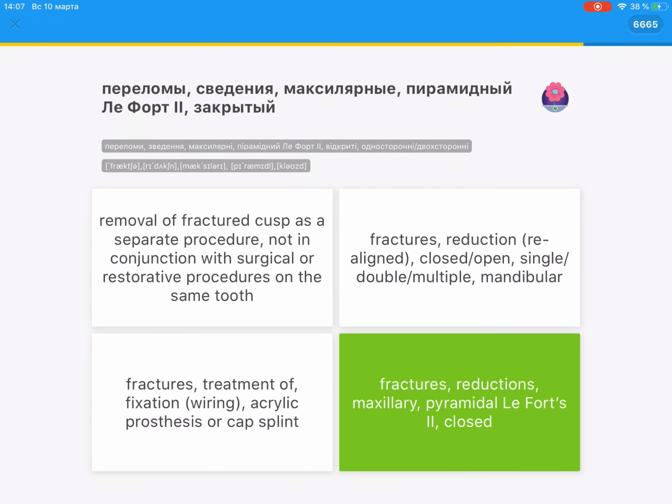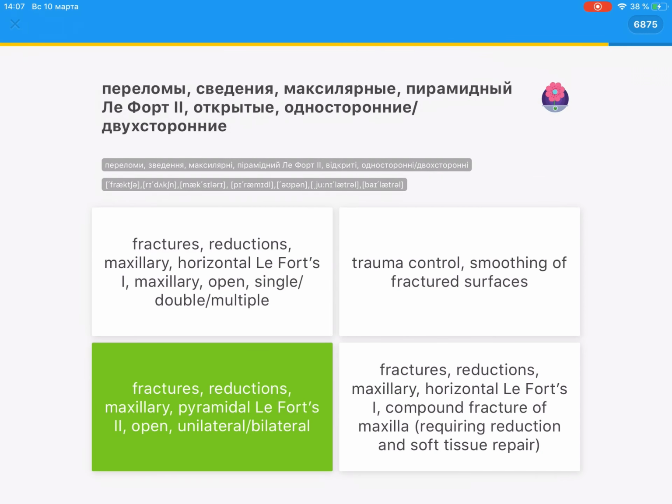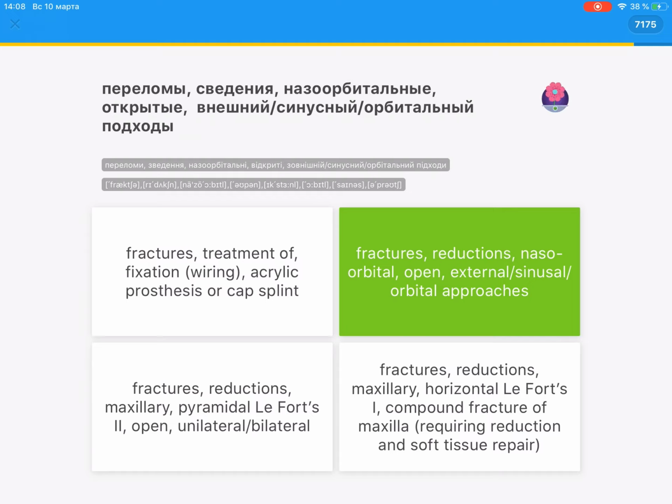Fractures, reductions, maxillary, pyramidal Le Fort II, closed. Removal of plate or screw used in osteosynthesis. Fractures, reductions, maxillary, pyramidal Le Fort II, open, unilateral, bilateral. Fractures, reductions, naso-orbital, closed, unilateral, bilateral, maxillary. Fractures, reductions, naso-orbital, open, external, sinusal, orbital approaches.